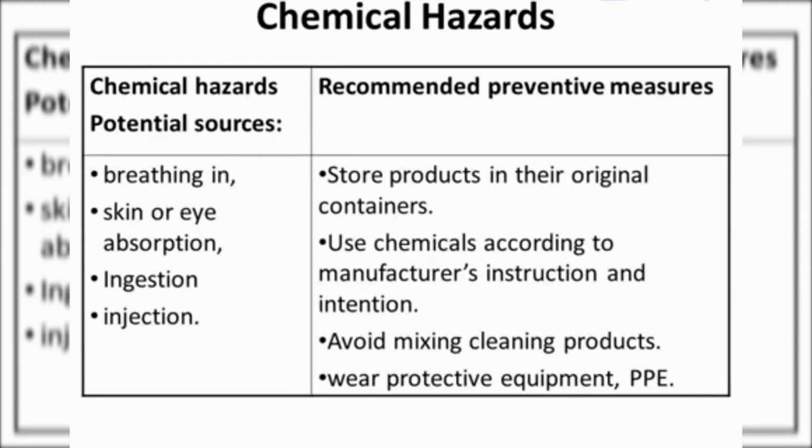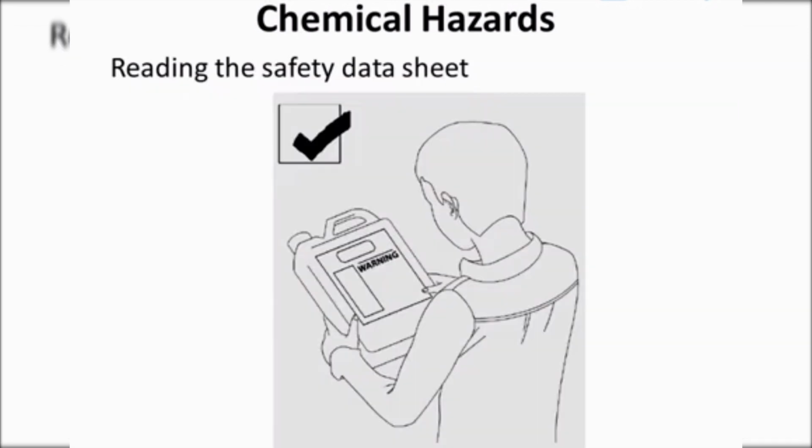Chemical hazards: potential sources. Breathing in. Skin or eye absorption. Ingestion. Injection. Recommended preventive measures: store products in their original containers. Use chemicals according to manufacturer's instruction and intention. Avoid mixing cleaning products. Wear protective equipment, PPE. Chemical hazards. Reading the safety data sheet.